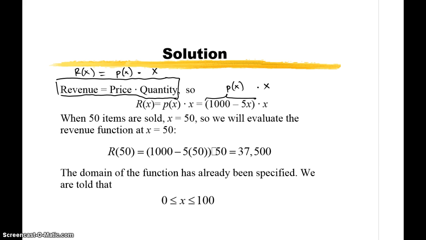Well, when 50 items are sold, x is equal to 50. So we will just evaluate the revenue function at 50 because that's all they wanted for that problem. So evaluating at 50, we get R of 50. That's just 1000 minus 5 times 50 multiplied by 50, right? That's the times x part. That ends up giving us $37,500. So if 50 items are sold for this business, we're going to make $37,500 revenue. Okay? The domain of the function has already been specified. That was the restriction. X is between 0 and 100.